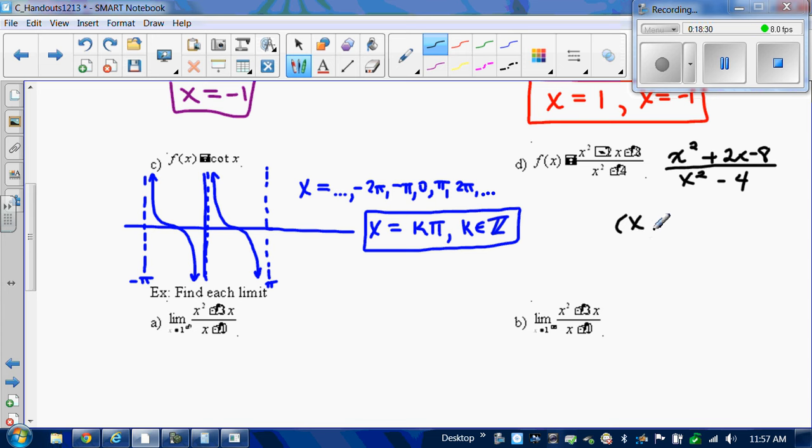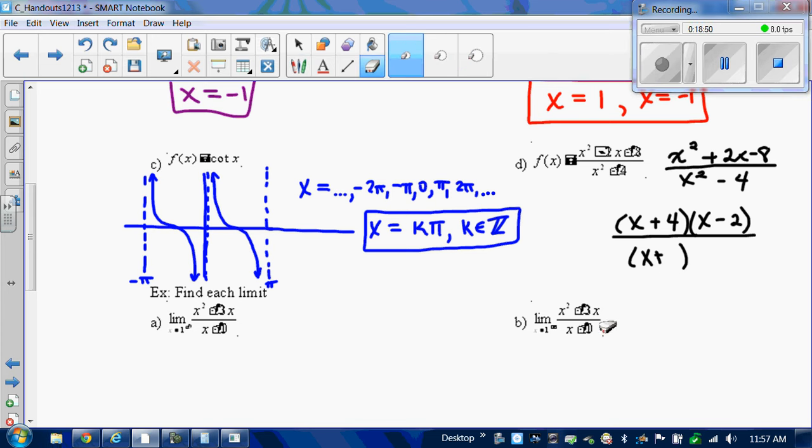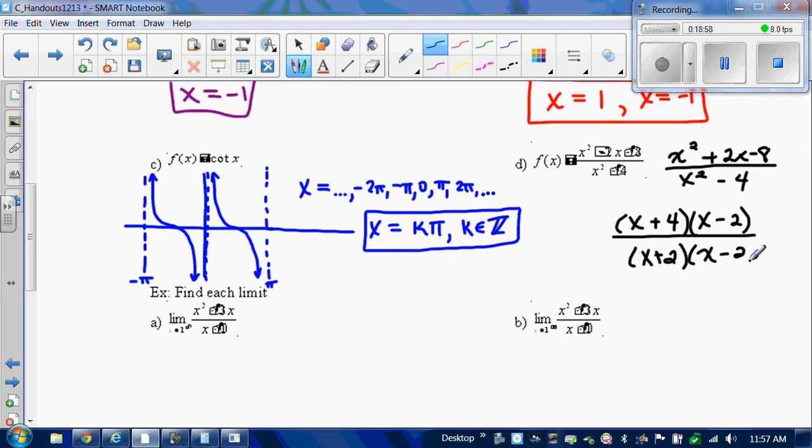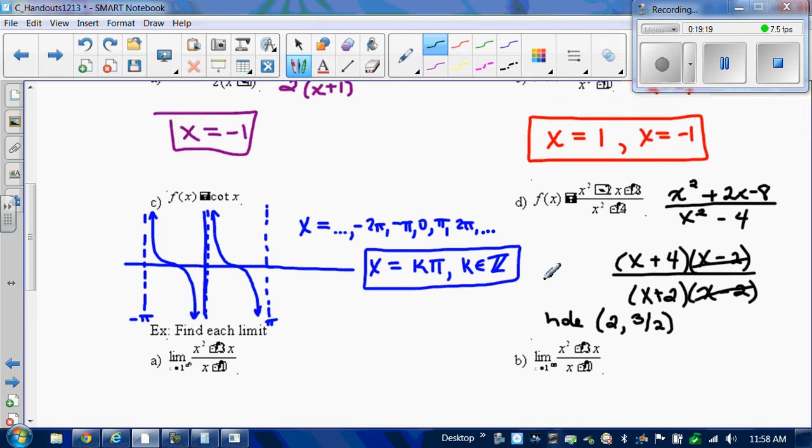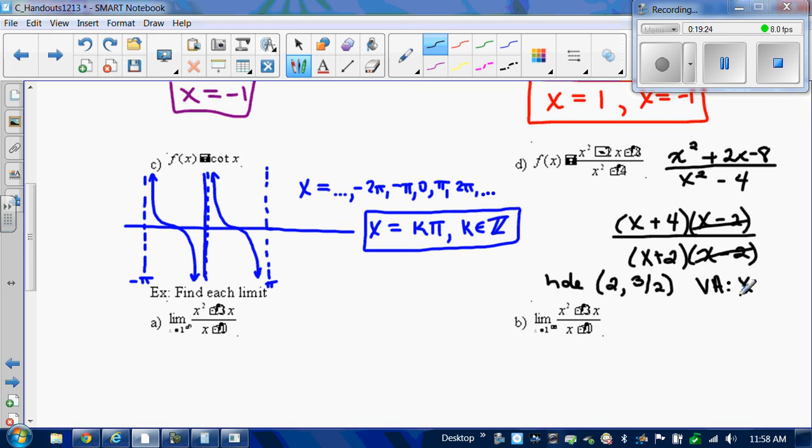So this is x plus 4, x minus 2, right? That gives me negative 8, that's good, over x plus 4, sorry, that's not right at all, x plus 2, x minus 2. Okay, sweet, so those cancel. Alright, so there's a hole at 2, and then remember, plug in 2, so you get 6/4, which is 3 halves. Okay, that's not a vertical asymptote. I asked for vertical asymptotes. So the only vertical asymptote is at x equals negative 2. Okay?